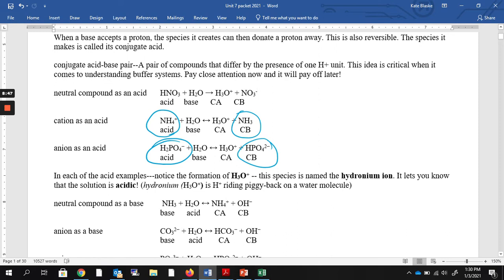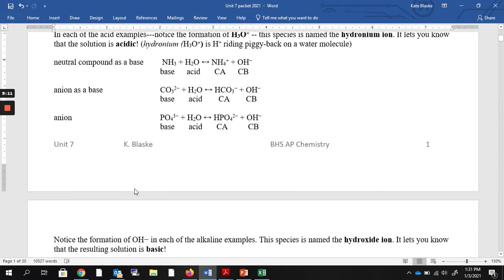Okay. So in each one of these, we see that we're forming that H3O plus when we put that substance in the water. So we know that the main substance is acting as an acid and the water has to be acting as a base. Anytime you see H3O plus or H plus formed, we know that we have an acidic reaction going on. We can do these exact same things as bases.